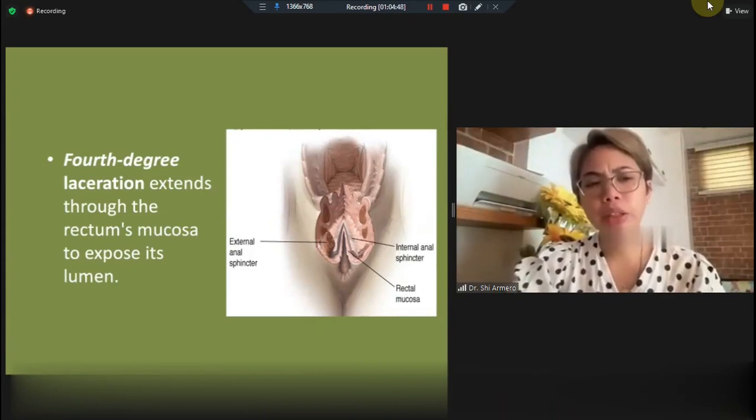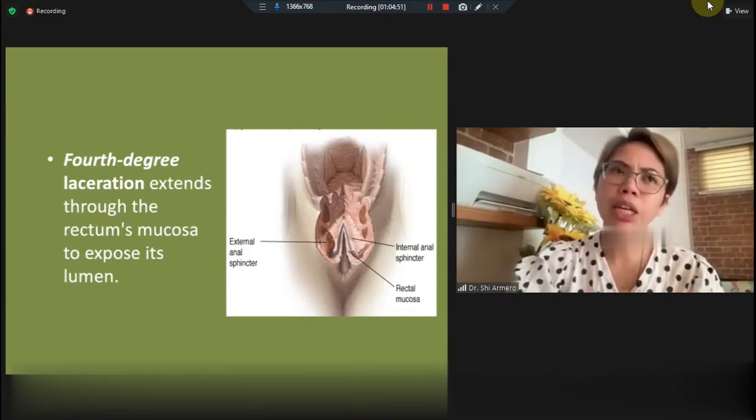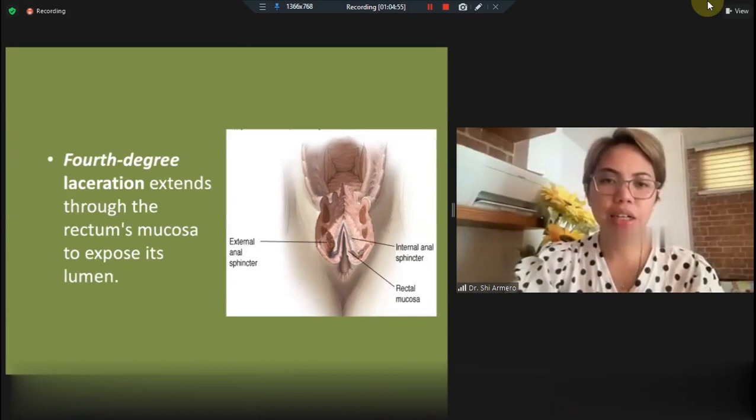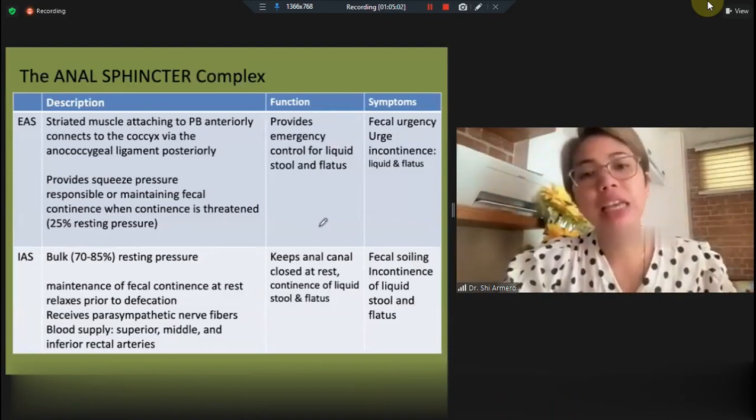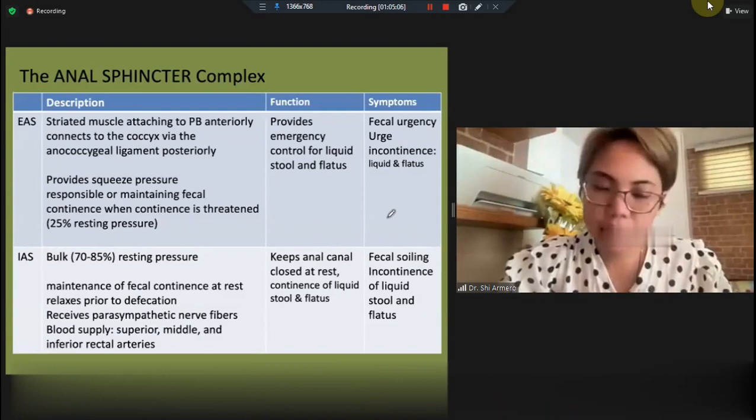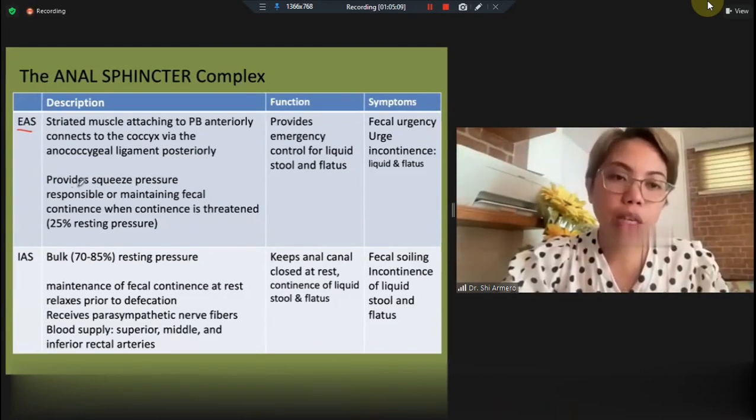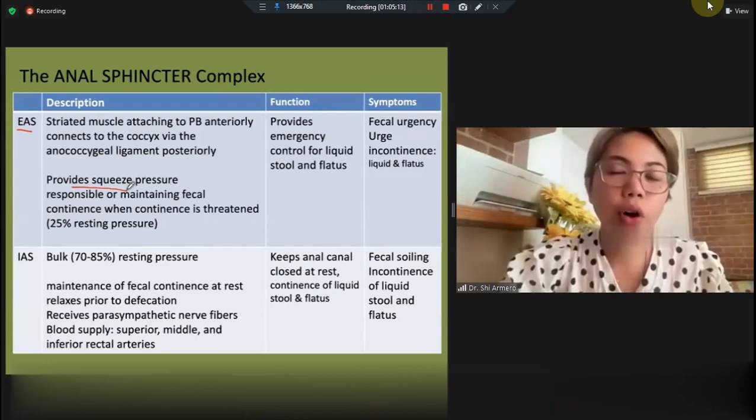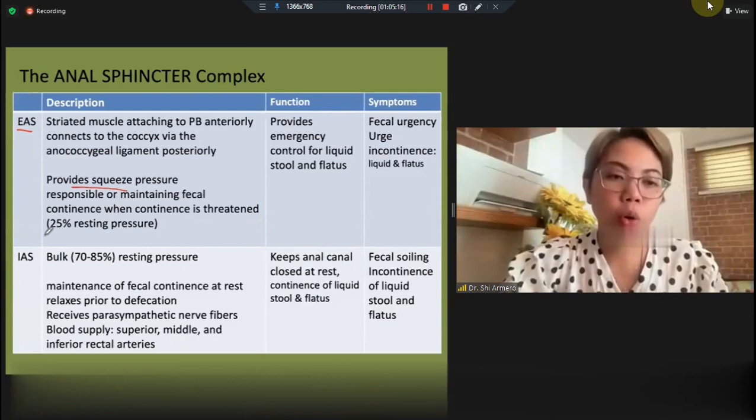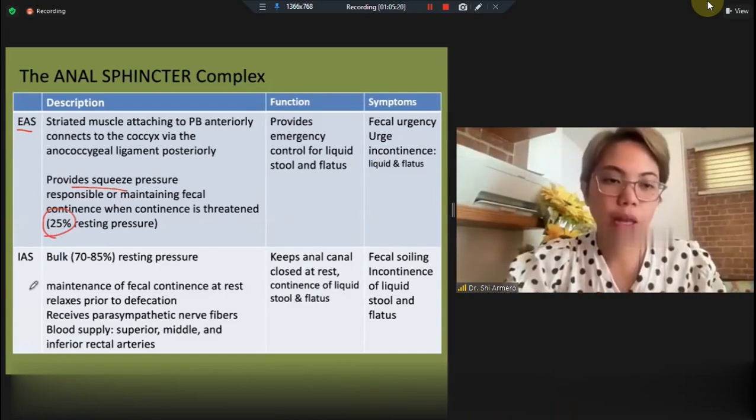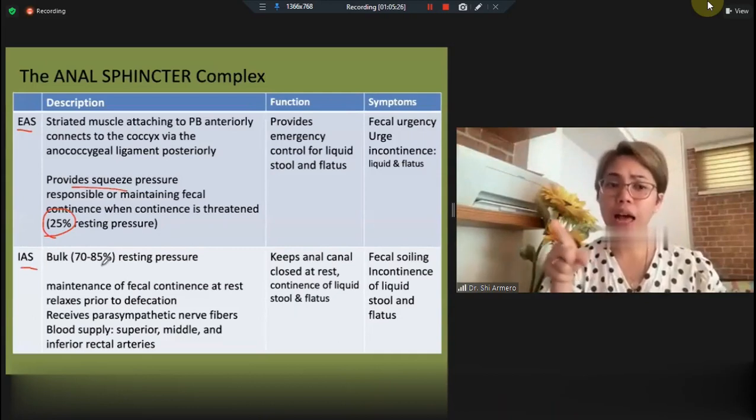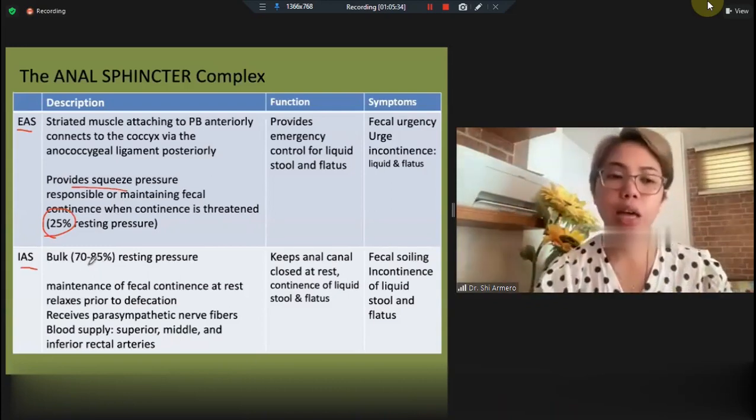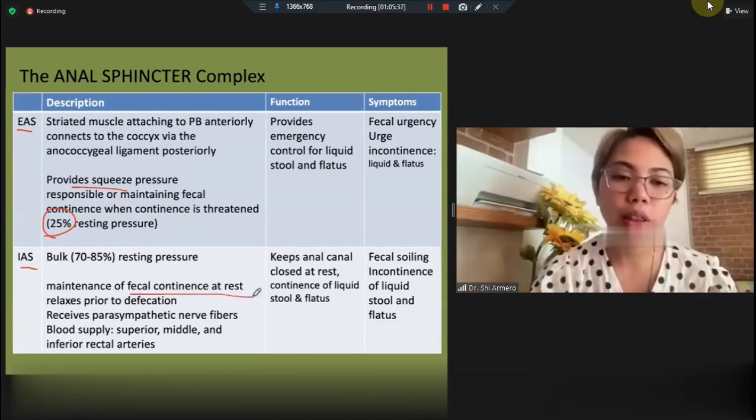Now, why is it important that we identify the degree? Why are patients given extended care with a 4th-degree or 3rd-degree laceration? It's because this anal sphincter complex has several functions, including continence. The external anal sphincter provides squeeze pressure, voluntary squeeze pressure, although it also contributes 25% of the resting pressure. The internal anal sphincter contributes the majority of the resting pressure, meaning on DRE it should not be lax; there should be a little tone brought about by the internal anal sphincter, because the internal anal sphincter is in charge of fecal continence at rest.